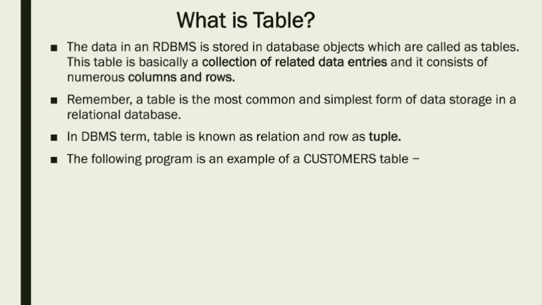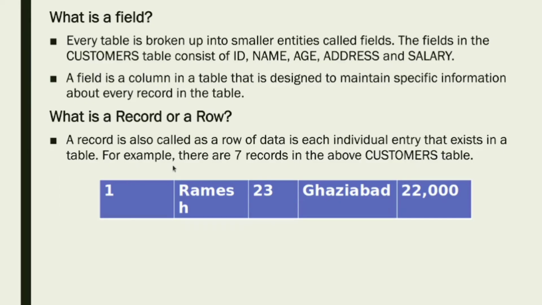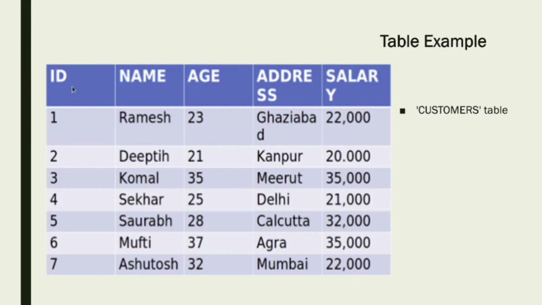So let's see an example. This is the customer table. Okay, customer table: ID, name, age, address, salary. Okay, these are the column names, and these are the data. So let's see what a field is. Every table is broken up into smaller entities called fields. The fields in the customer table consist of ID, name, age, address, and salary. So ID, name, age, address, salary, these are the fields.